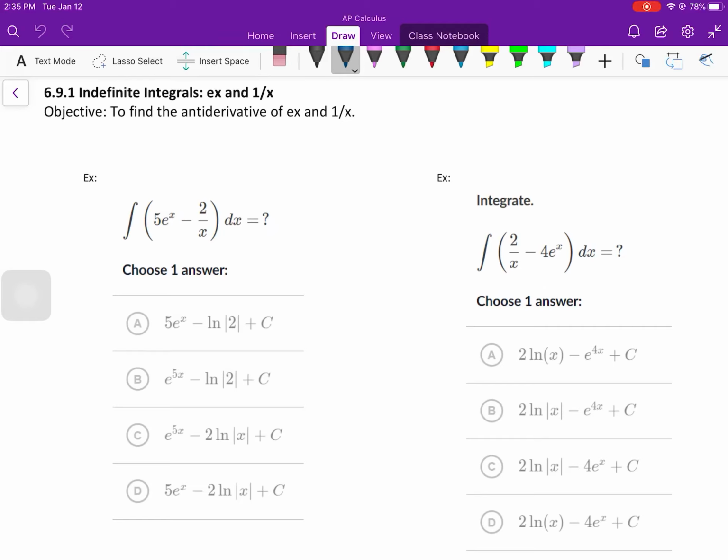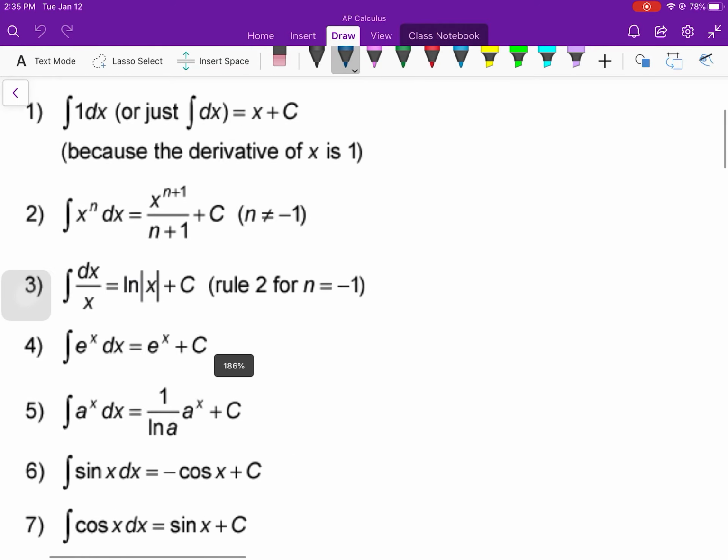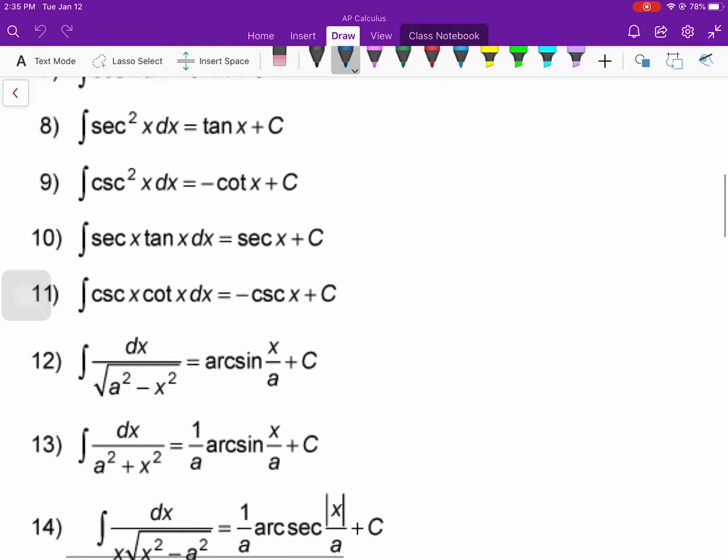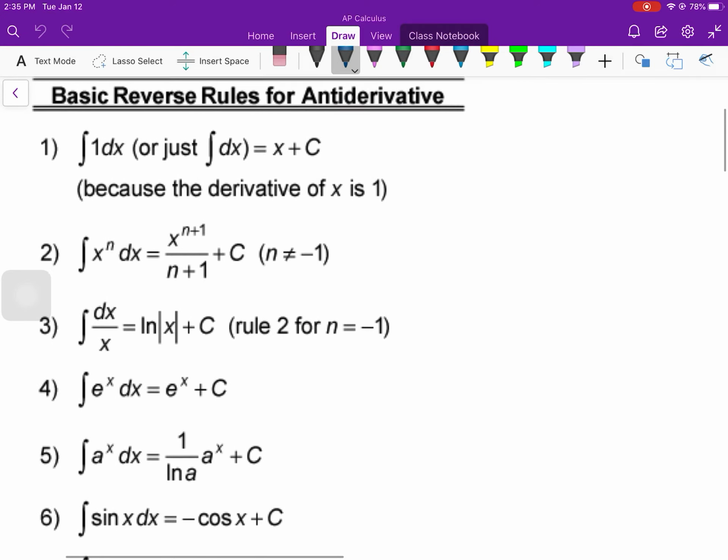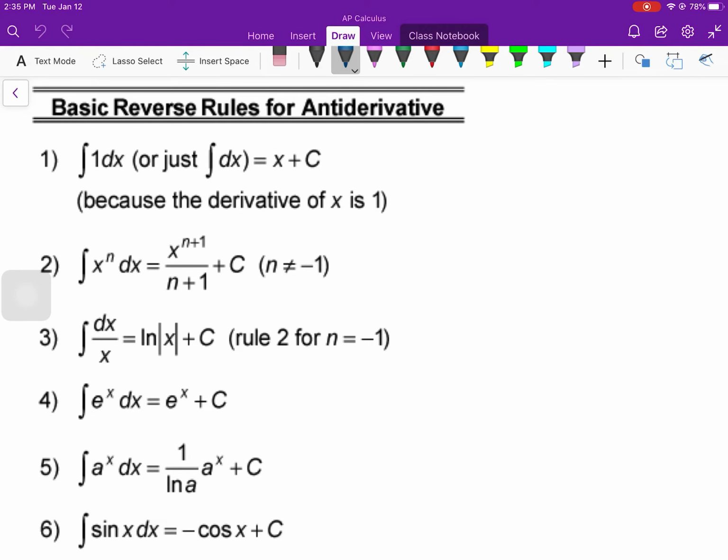If you remember, e to the x and natural log of x, those are a couple of my favorite derivatives. And so now we're going to be taking a look at those, but for the integral. So I do want to talk about, if you notice, here's a list of all of the rules that we need to know. But what I want to talk about is that power rule.